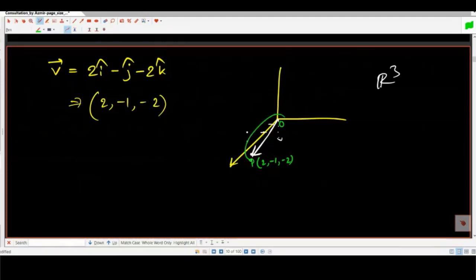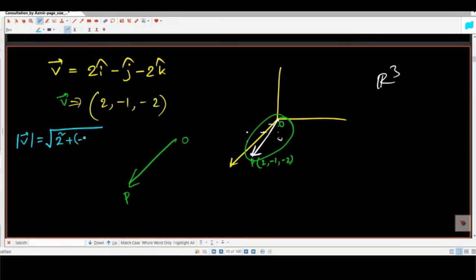So let's pick up this vector here. So we have the vector OP or the vector V. The length of this vector will be square root of 2 squared plus negative 1 squared plus negative 2 squared. That means we have square root of 4 plus 1 plus 4. So that means square root of 9. So it is finally 3. So the length of this vector is 3. 1, 2, 3. So that means this is the length of this vector.